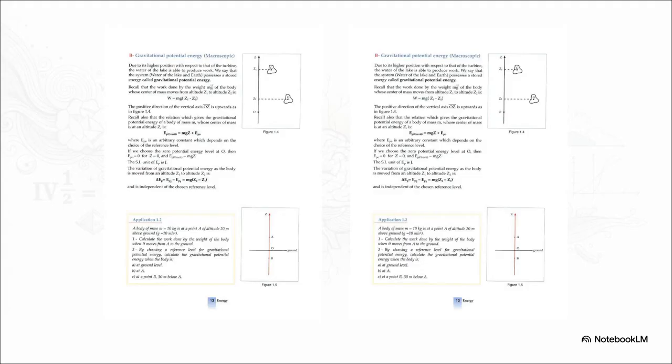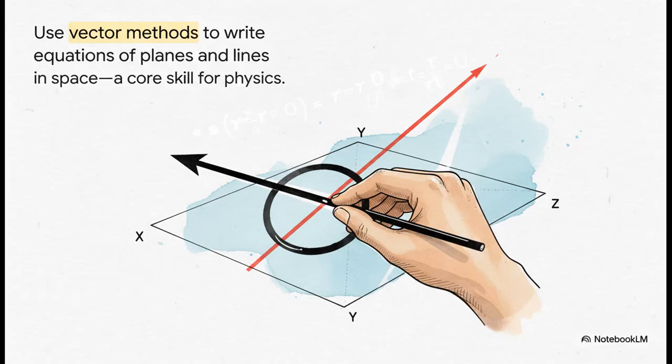And this shows that connection in action. Just look at this physics diagram for gravitational potential energy. The force of gravity, that's a vector pointing down. The displacement of the object from z1 to z2, that's another vector. And calculating the work done, well, that involves combining these vectors. The math of 3D space is the physics of our world. So here's the bottom line. When a physics problem asks you for the equation of a plane or a line in space, you're not just guessing. You're using these precise vector products to build the exact equation you need.